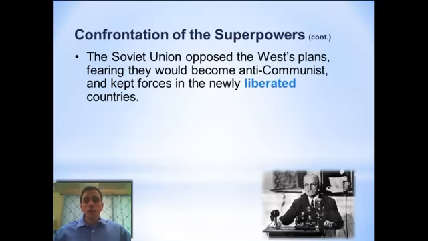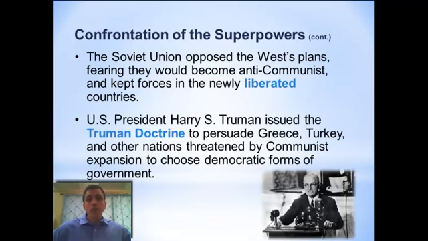Okay, the Soviet Union opposed the West's plans, fearing that they would become anti-communist, and they kept their forces in these newly liberated countries in Eastern Europe. So President Truman responded. He issued what's called today the Truman Doctrine, and tried to persuade Greece, Turkey, and other nations threatened by communist expansion to choose democratic forms of government. Basically, anyone that we thought was under communist threat, we would come to their aid as a matter of national interest.